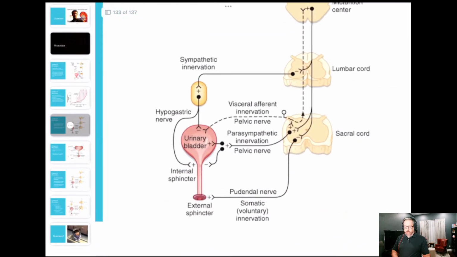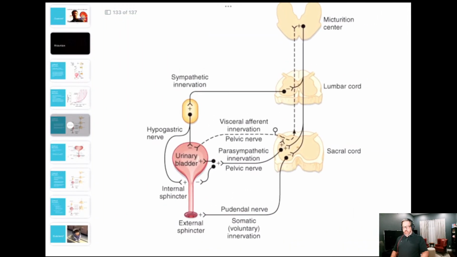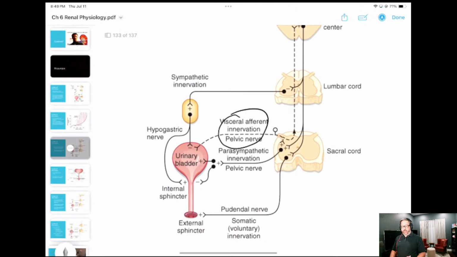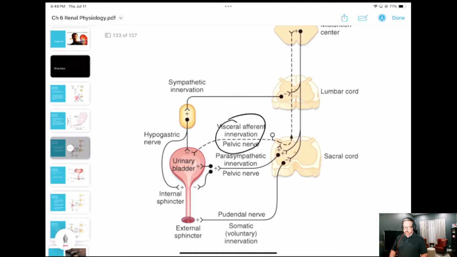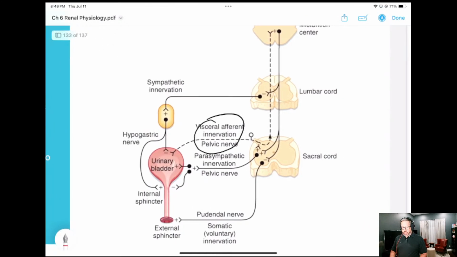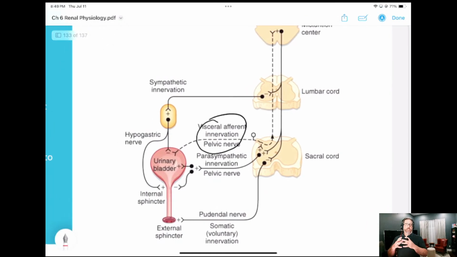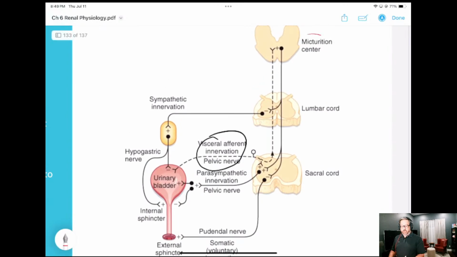Okay. Everything you need to know is just in this one. Know that we have visceral afferent innervation, and this is what sends the signals to the brain as far as how big our bladder is getting. So when you have the feeling that you have a full bladder, it's because of these nerves sending signals to the brain that we have a full bladder. Then, this is in the micturition center in the pons.